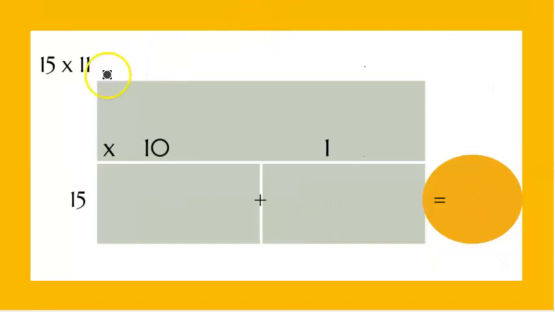Now let's do something. 15 times 11. I'll bring down 15 here. I'll split 11 into 10 and 1. 15 times 10 is 1, 5. I'll put the 0 here. 150. 15 times 1 is 15. So the next thing I'll do is add up 150 and 15. So I'll come here and write 150, and then I'll add it to 15.